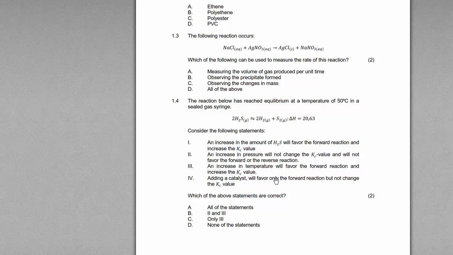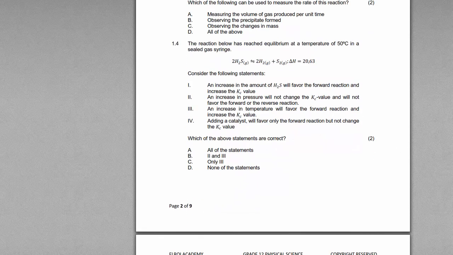Adding a catalyst will favor only the forward reaction, but not change the Kc value. Now, it's true, a catalyst won't do anything to the Kc value, but a catalyst will also not favor any side, because a catalyst reduces the activated complex. The activated complex is the same for both sides. So if I reduce it for the left-hand side, I'm reducing it to the same value for the right-hand side. So there's no side that will be favored. So number 4 is also incorrect. So the only one that's true is number C.